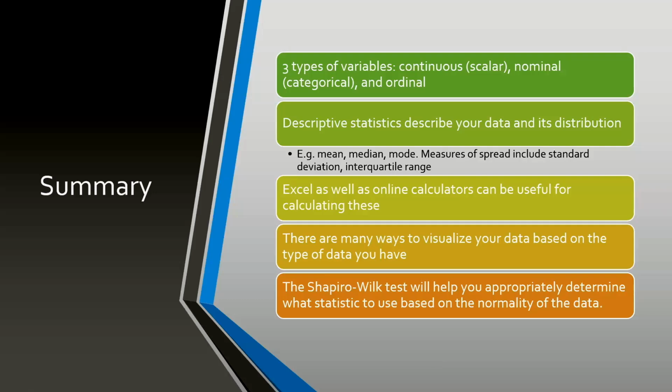There are 3 types of variables: continuous variables, nominal or categorical variables, and ordinal variables. Depending on the type of variable you have, it helps determine what visualization to use, what test to use, etc. But you also have our 3 types of descriptive statistics: central tendency, variability, and frequency distribution.